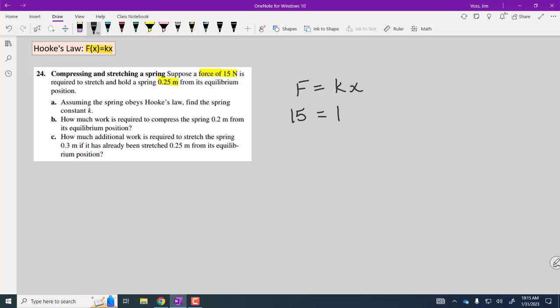So that's going to be K times the displacement, which is 1/4 of a meter. So this tells us that our K value is 60. So that tells us that for this spring, the force function is 60 times x. That is the force function for this particular spring.